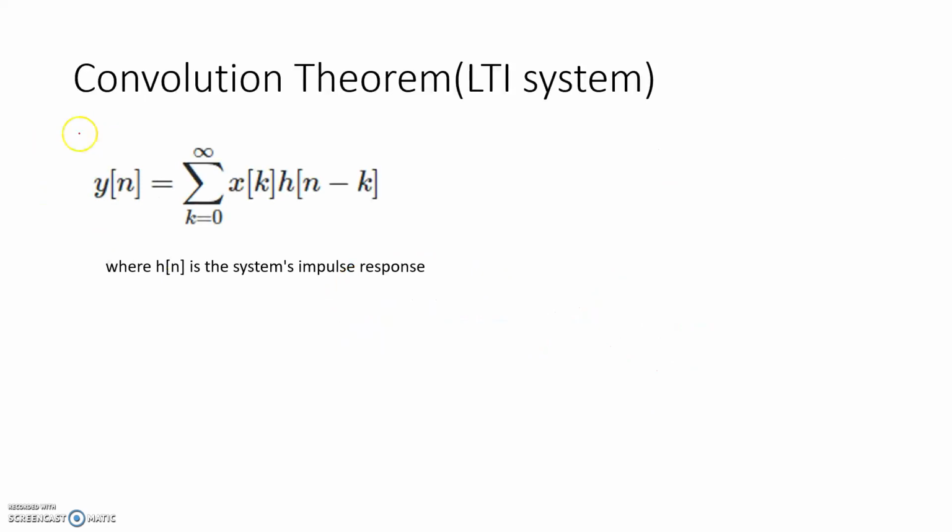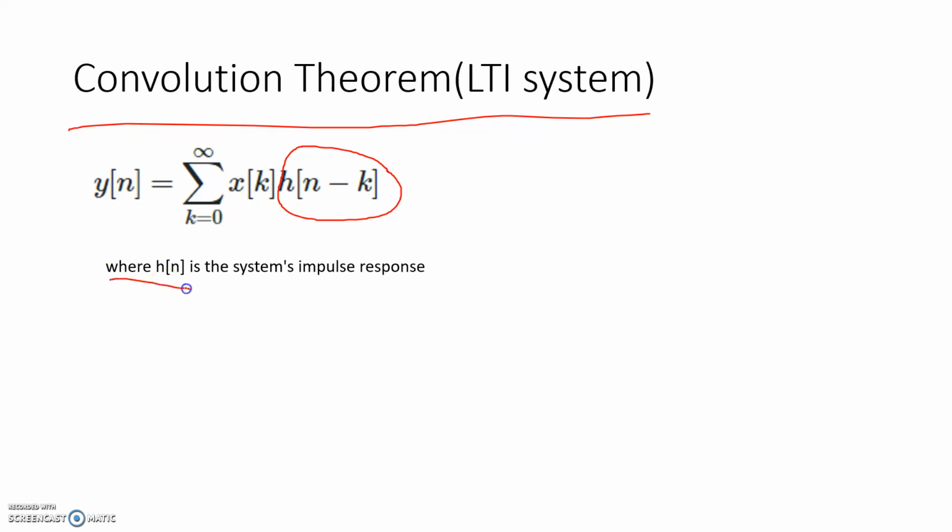Now see what the convolution theorem says: if a system is a linear time invariant system, only then is this applicable. This is a very important point to understand. The convolution theorem is only applicable for LTI systems, not other systems. For a time variant system it is not applicable. So try to understand, h of n minus k is nothing but the time shift of the system's impulse response, where h of n is the system's impulse response.